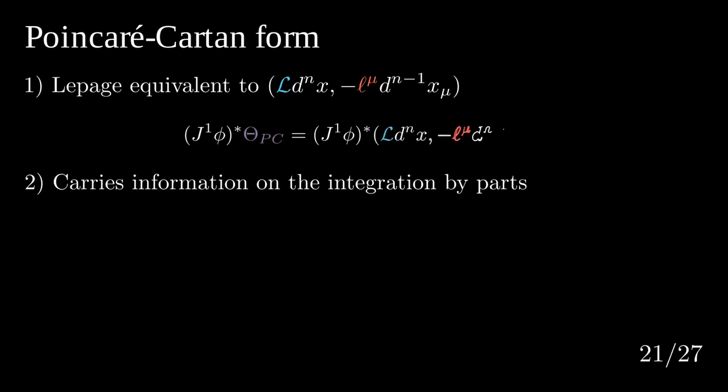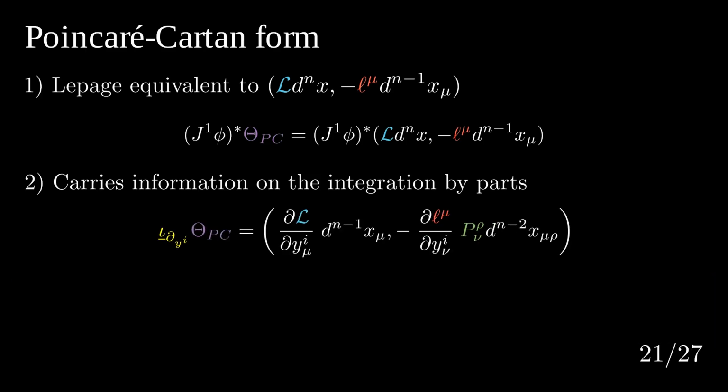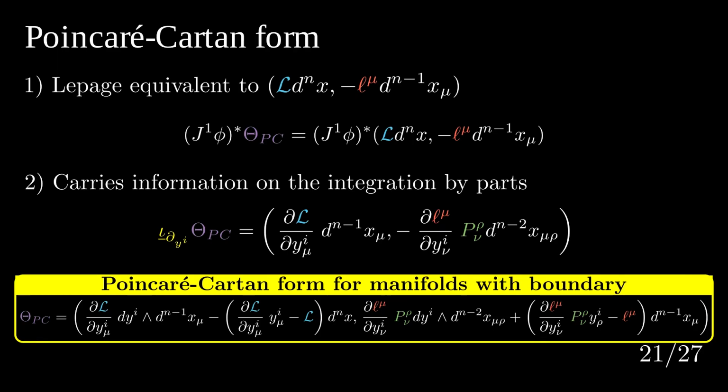For the first one, it's a sufficient condition to ask that the pullback is the same for both. And for the second one, we are going to ask that the relative contraction of this Poincare-Cartan form is this expression, which is the term that we integrated out when integrating by parts in the derivation of the Euler-Lagrange equation. So the relative form satisfying these two properties, which is the Poincare-Cartan form, is this expression.